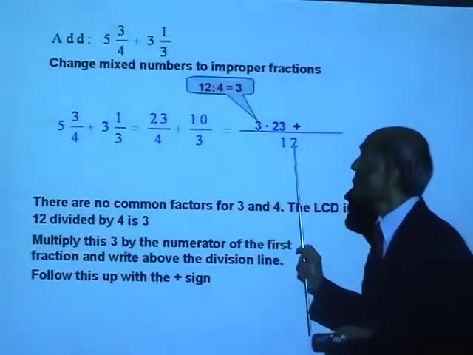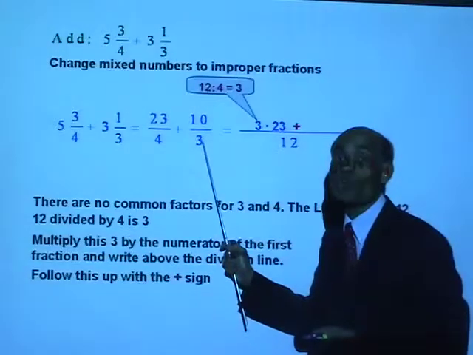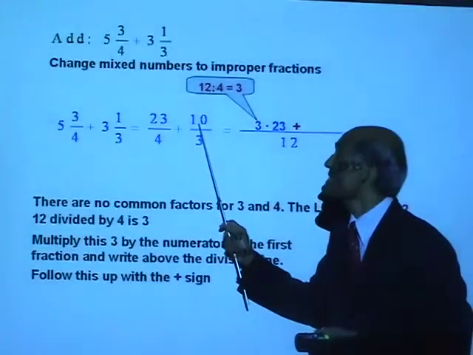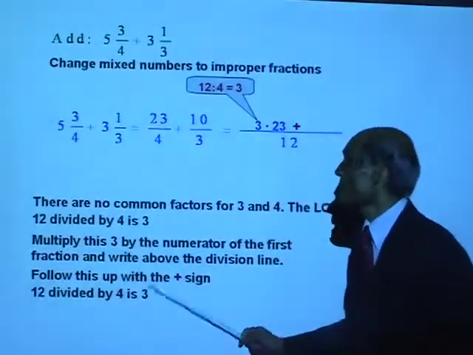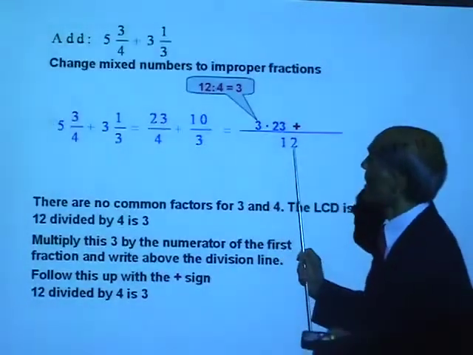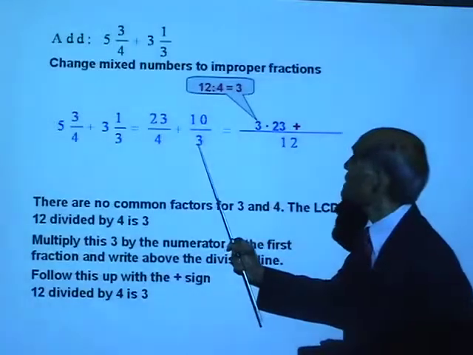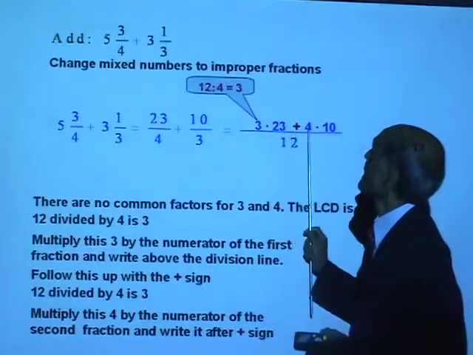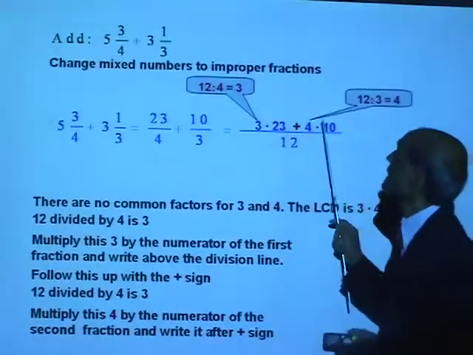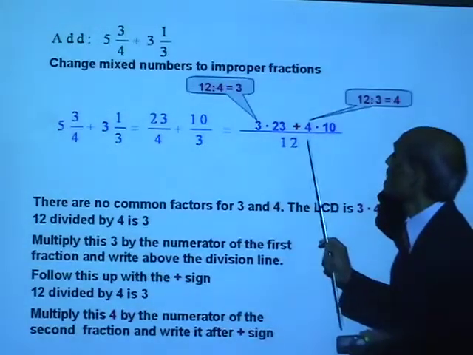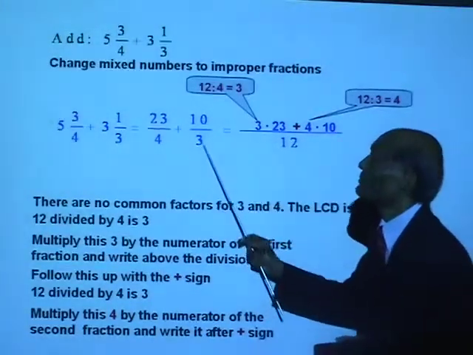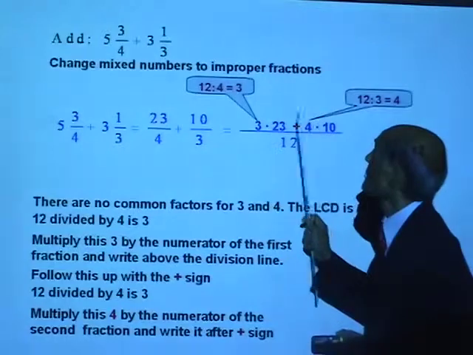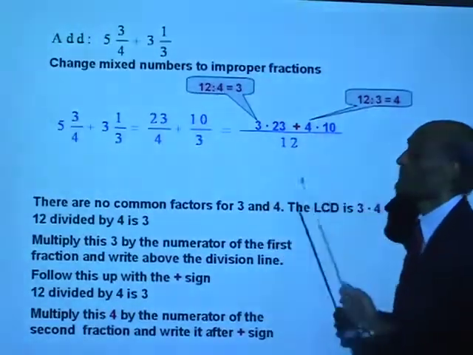How? 12 divided by 3 is 4. What do I do with that 4? Multiply that with the 10. So 12 divided by 3 is 4, and multiply that 4 with the 10, so that you get 4 times 10. Watch it again. Where did that 4 come from? It is this 12 divided by the 3. So 12 divided by 3 is 4. Multiply that 4 with that numerator 10.